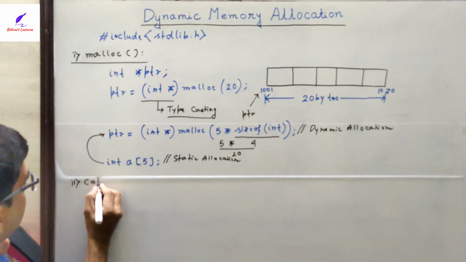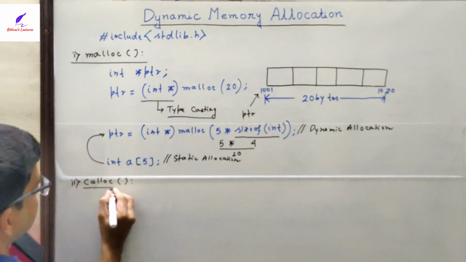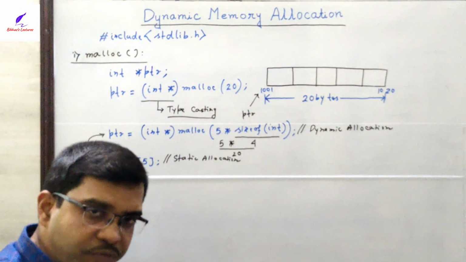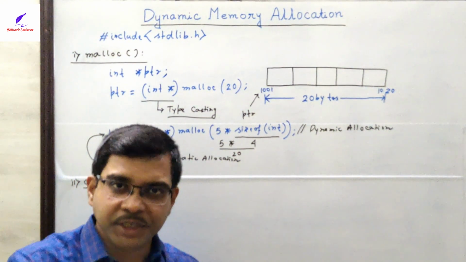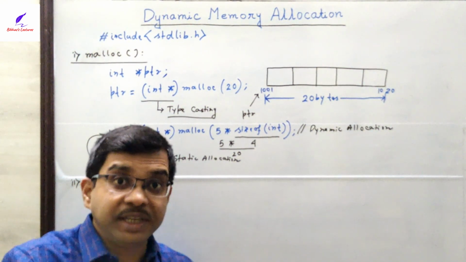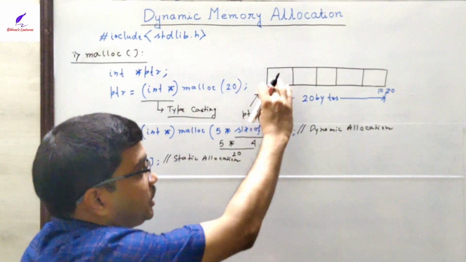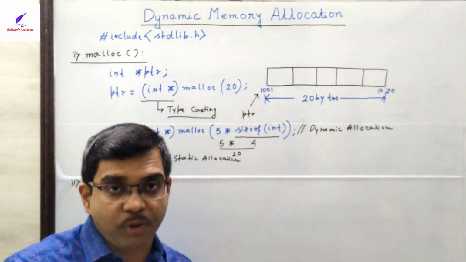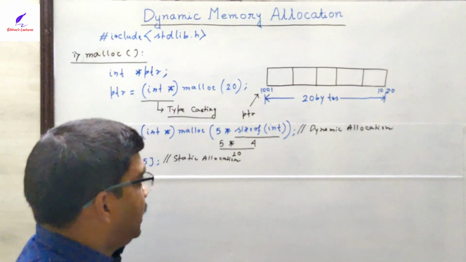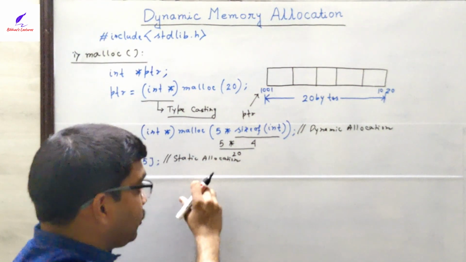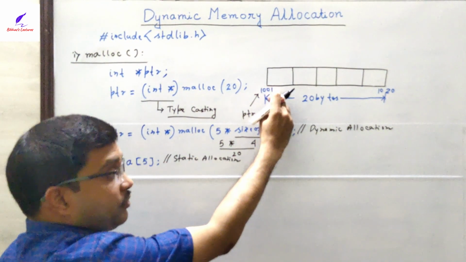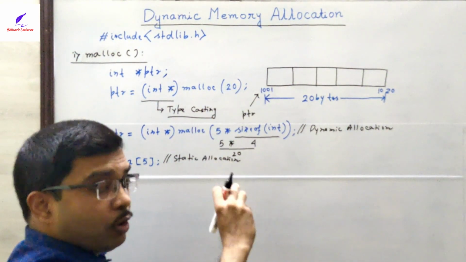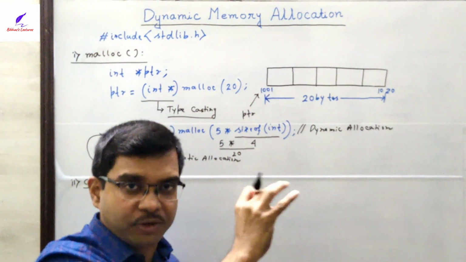The next function is called calloc, C-A-L-L-O-C. This function also belongs to the same header file, stdlib.h. Now what is the calloc function? The calloc function will also allocate memory during the runtime of the program, but in multiple blocks. The malloc function is capable of allocating memory in a single block only, but the calloc function is capable of allocating in multiple blocks. Not only that, after allocating this memory, calloc will also return the address of the first byte like malloc, and then it will also assign the value 0 to each and every location.